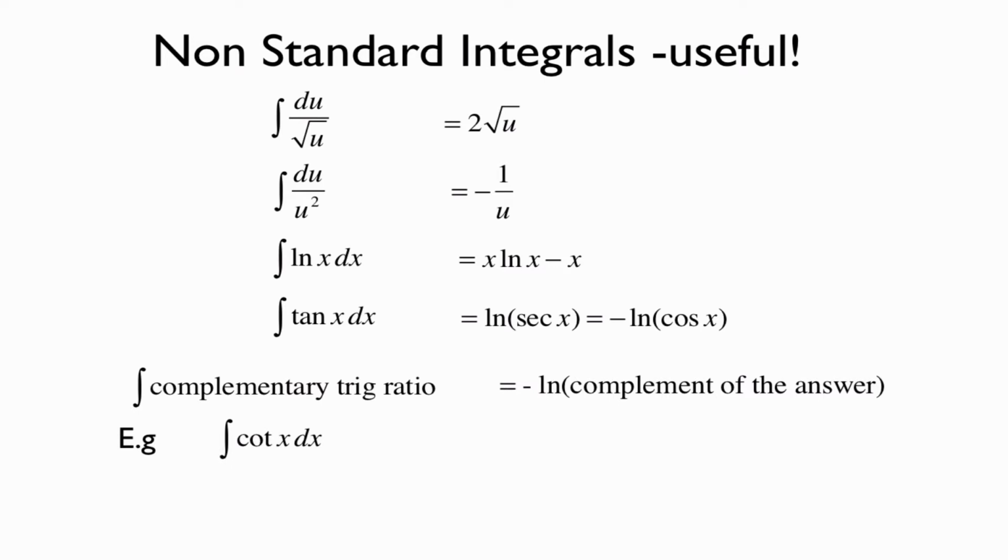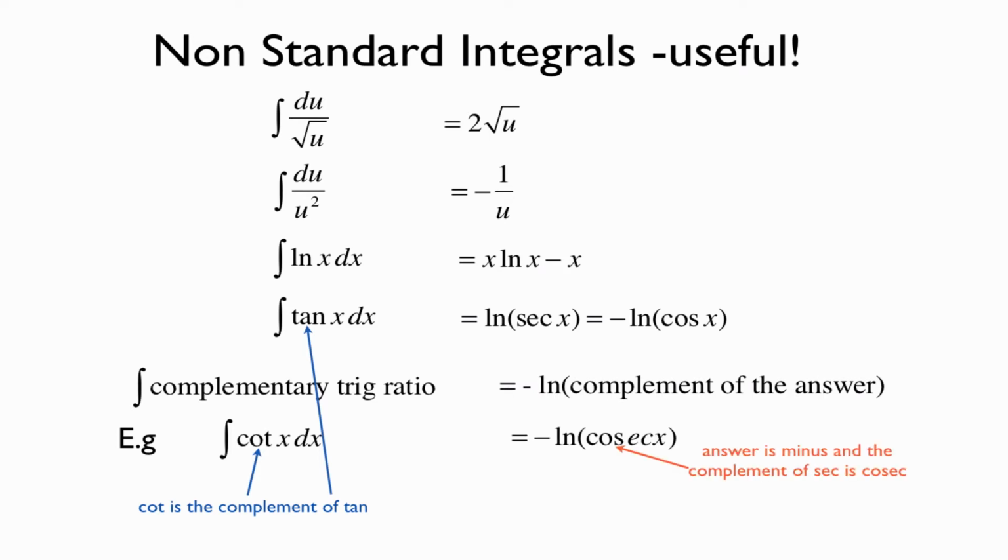For example, if we wanted to integrate cot x dx, we know that cot is the complement of tan, which was up there in our previous result. Therefore, the solution will be minus the log of cosec x, because the complement of sec is cosec. Which of course we can write as log of sine x. So that's just a useful result if you want to save some time and not have to do a substitution.